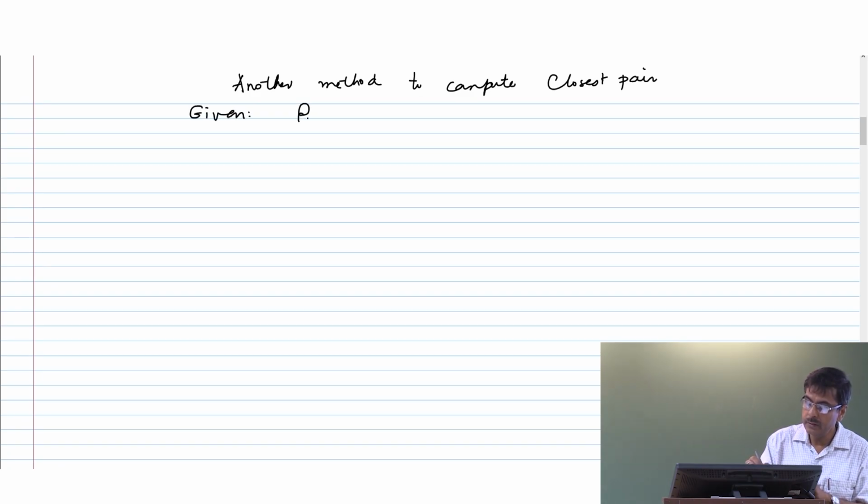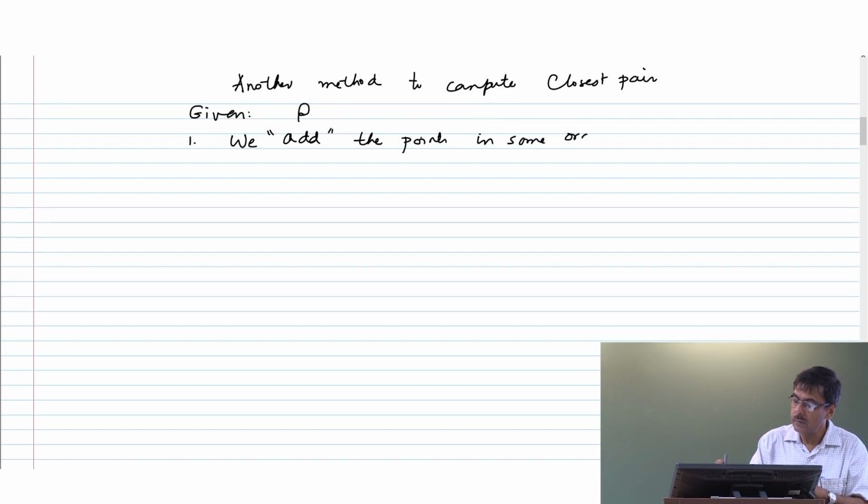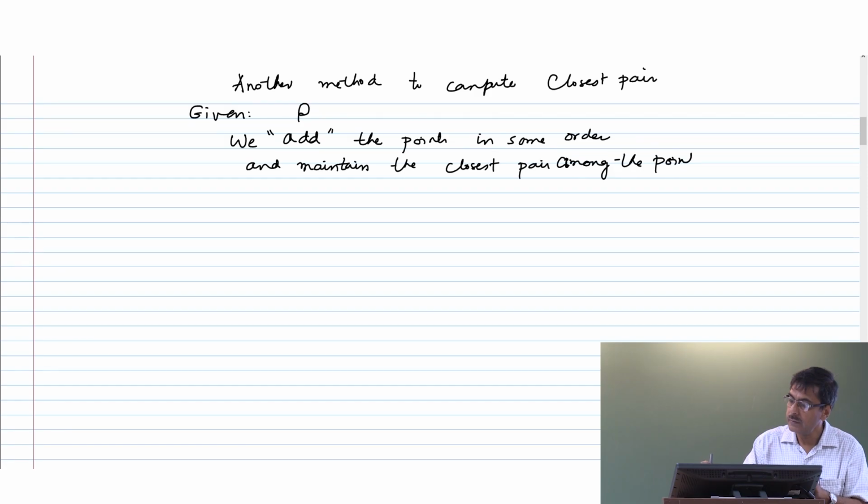these points P, right. Given P, we add the points in some order and maintain the closest pair among the points added. Okay.